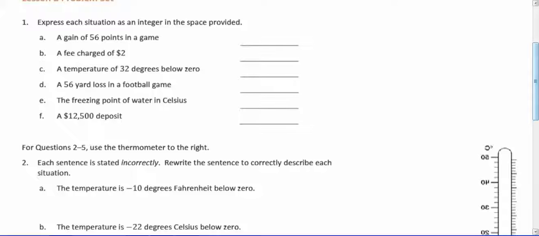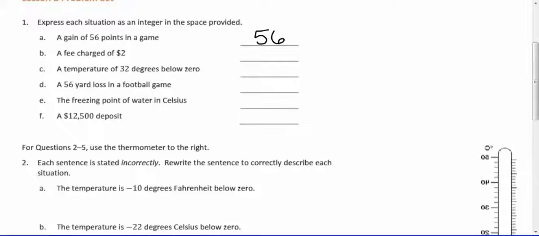A gain of 56 points in a game. What would that be, Kaylin? Positive 56. Very good. And we don't have to write the plus sign for positive, so we can just write 56. All right. A fee charged of $2, Roberto. That's going to be negative 82. It just says 2 there, bud.